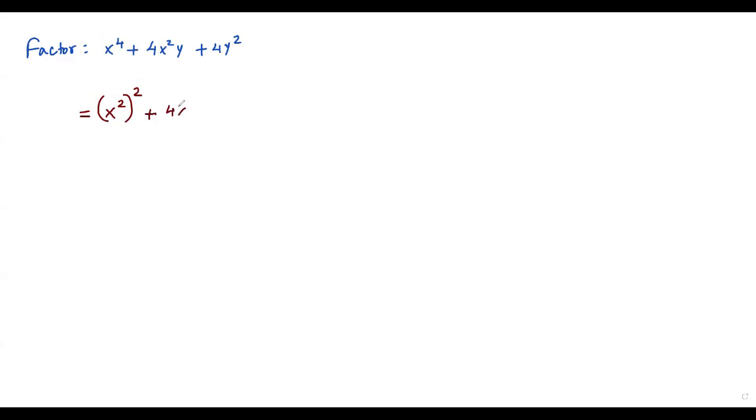Positive 4x squared times y positive. This 4 can be written as 2 squared times y squared. Okay, let me write the next step. That is x squared the whole squared positive 4 times x squared times y.